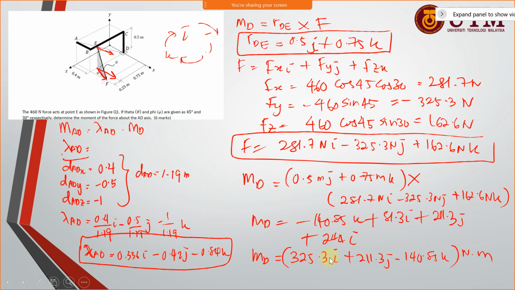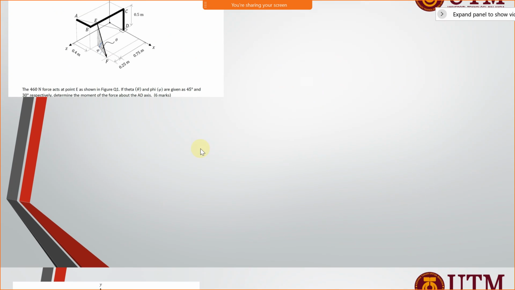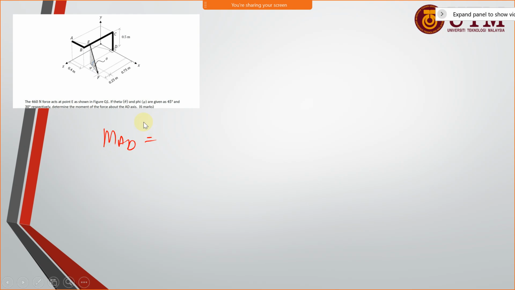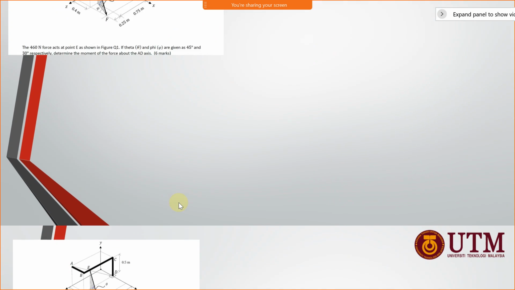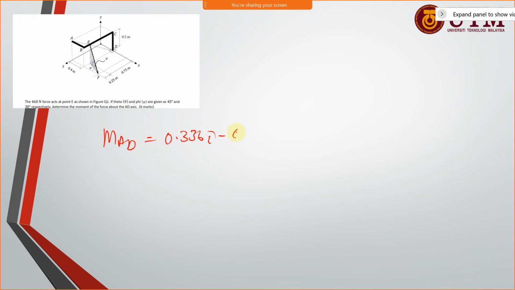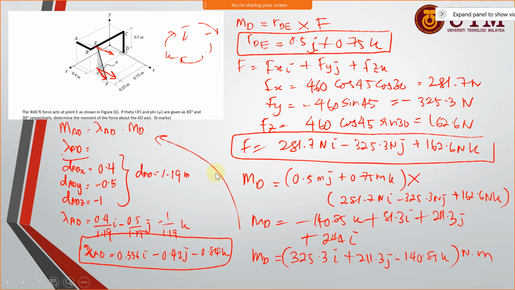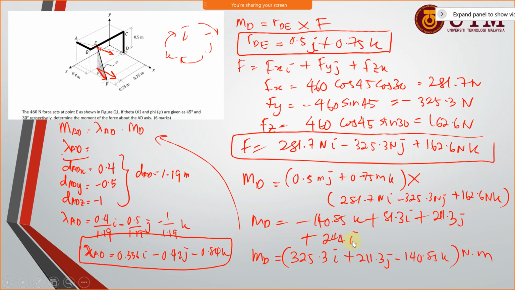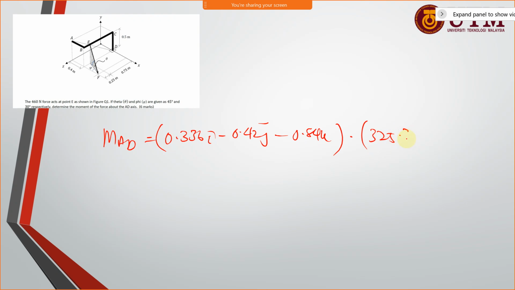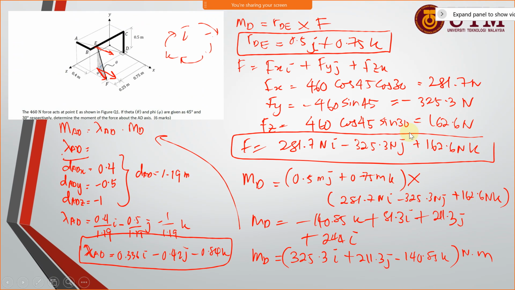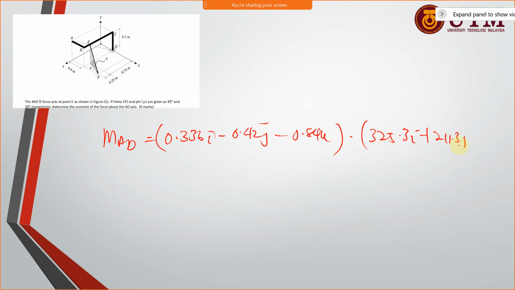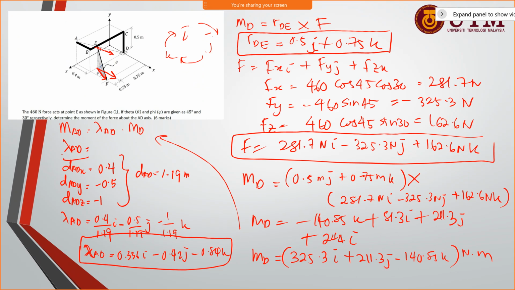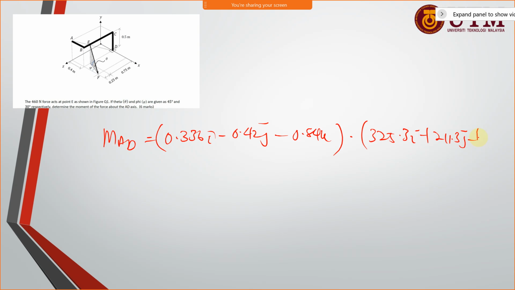Okay, once kita dah dapat MD dan back kepada equation ini, teruslah guna MAD. So MAD sama dengan 0.336I tolak 0.42J, and then tolak 0.84K dot with 325.3I, and then tambah 211.3J, and last one kita ada 140.8K tolak 140.8K. So what's our MAD?